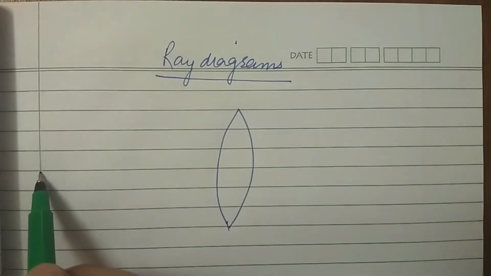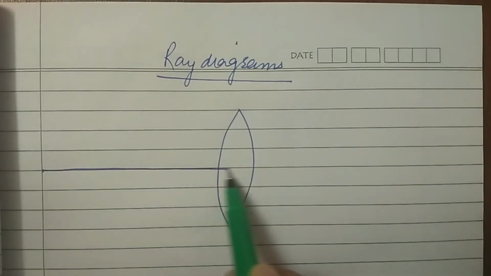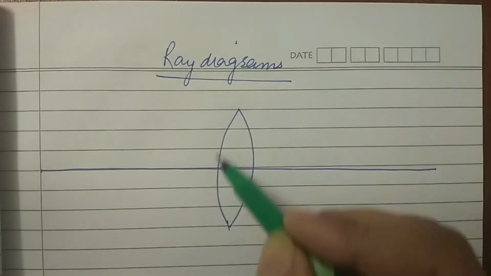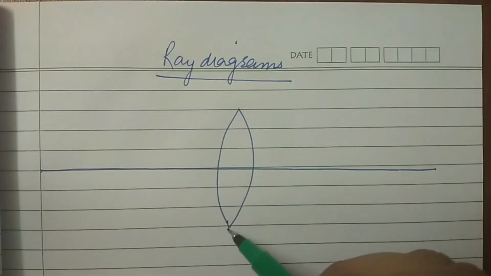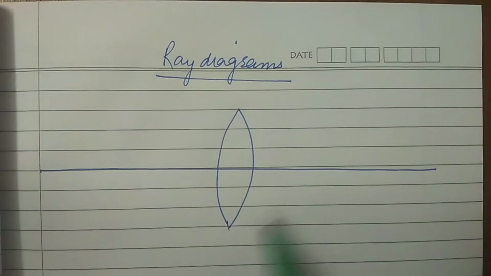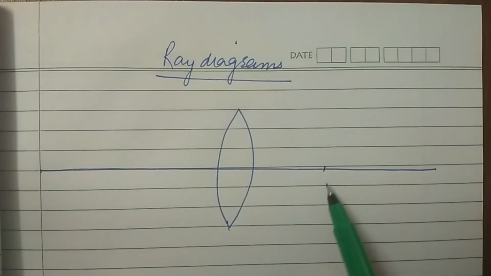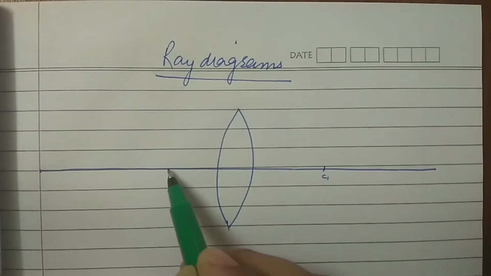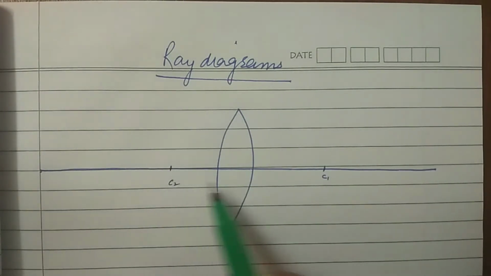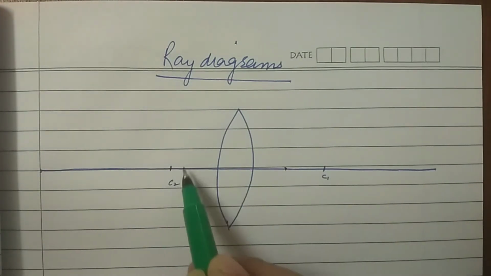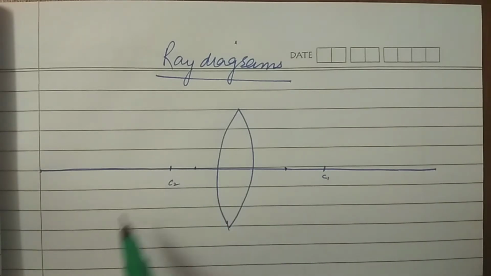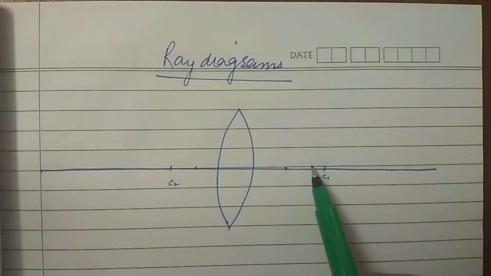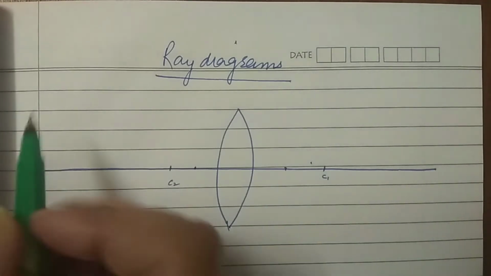and the line which divides this lens into two equal halves is called principal axis. And because it is having two surfaces, it would have two centers of curvature. One center of curvature is lying here and another center of curvature is lying here. Focus on both sides. Now different cases we are going to consider using the laws of refraction.